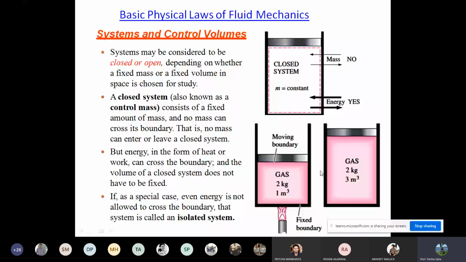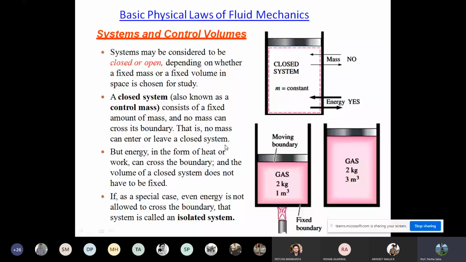So volume, energy, and heat are parameters which can vary or cross the boundary, but in a closed system, mass cannot cross the boundary. A closed system consists of a fixed amount of mass, and no mass can be transferred across the boundary. But energy in the form of heat or work can cross the boundary. Even volume can cross the boundary.